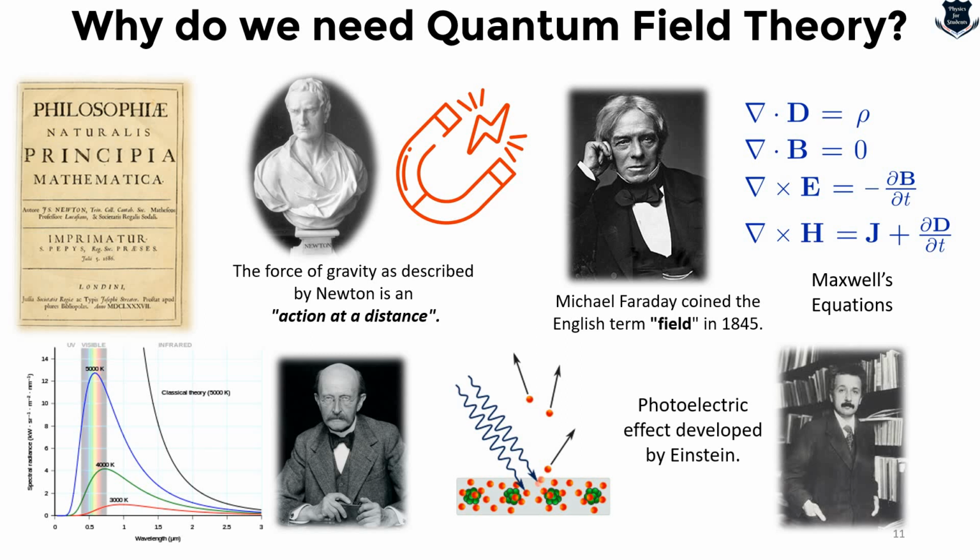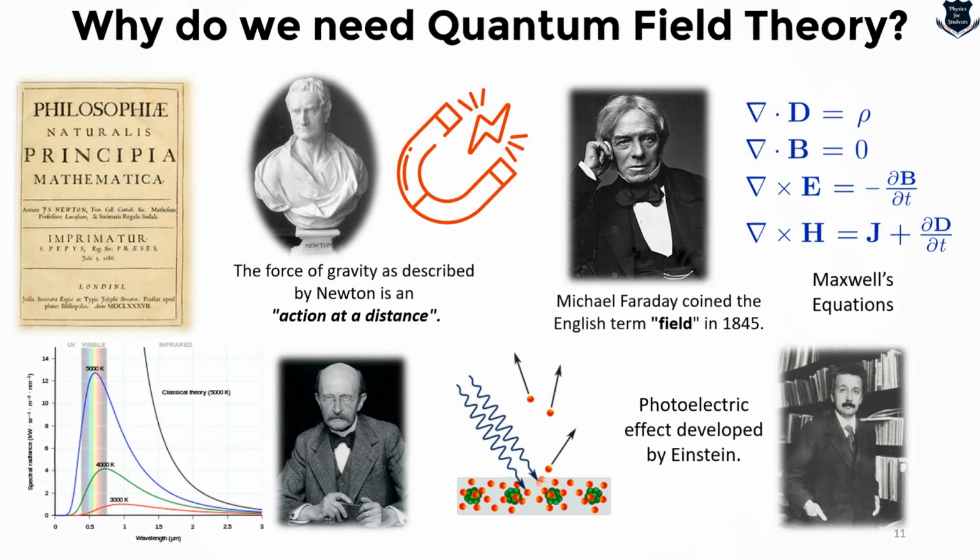And then came the big idea. Albert Einstein proposed in 1905 an explanation of the photoelectric effect, that light is composed of individual packets of energy which are now called photons.